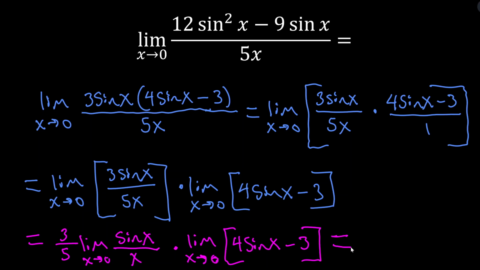All right, so what do I have here? I have 3/5 times this limit, which is 1. That's one of our important limits. So 3/5 times 1 is just 3/5 times this limit. Let's do direct substitution. The sine of 0 is 0. 4 times 0 is 0. 0 minus 3 is negative 3. So times negative 3, which equals negative 9 over 5. Negative 9 over 5 is our limit.